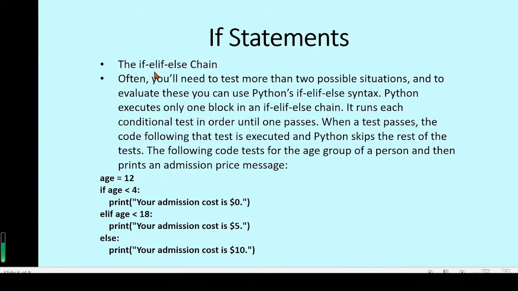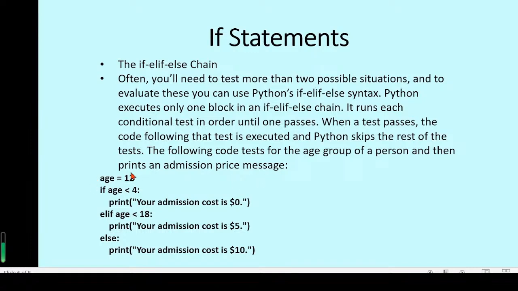And the if-elif-else chain. Often you will need to test more than 2 possible situations. To evaluate this, you can use Python's if-elif-else syntax. Python executes only one block in an if-elif-else chain. It runs each conditional test in order until one passes. So when a test passes, the code following that test is executed and Python skips the rest of the tests. The following code tests for the age group of a person and then prints an admission price message.